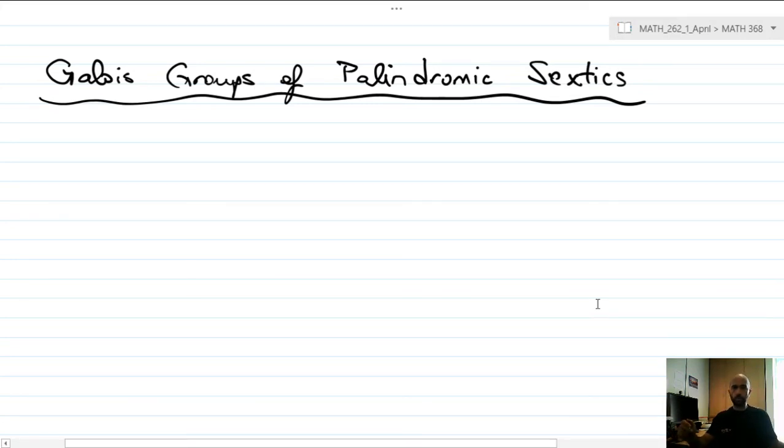Hi everybody, today we'll talk about a specific example of computing Galois groups over Q. In particular, Galois groups of so-called palindromic sextics.